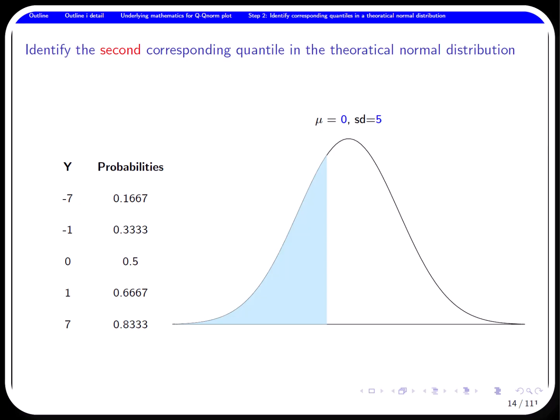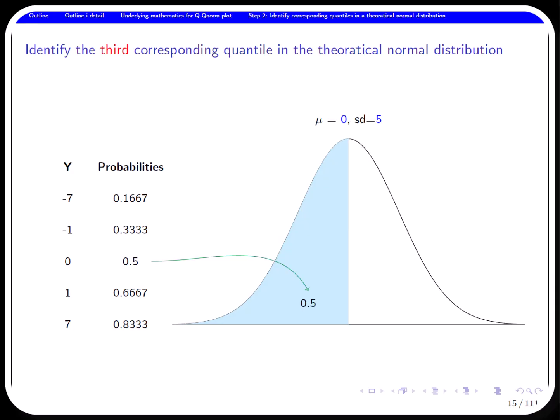Identify the second corresponding quantile in the theoretical normal distribution. The shaded area is the cumulative probability for the second observation in the theoretical normal distribution. X2 is the corresponding quantile. Identify the third corresponding quantile. The shaded area is the cumulative probability for the third observation in the theoretical normal distribution. X3 is the corresponding quantile in the theoretical normal distribution.